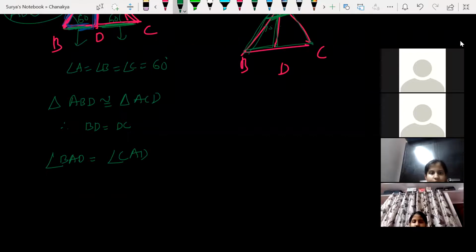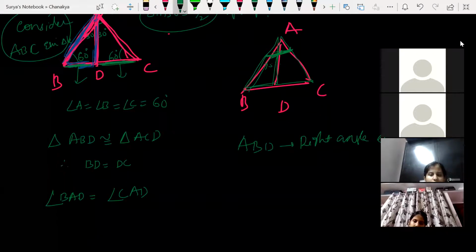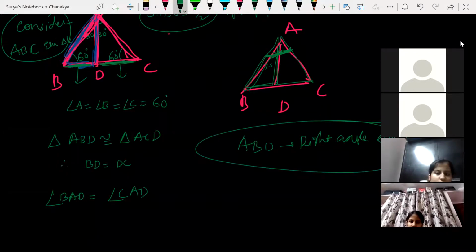What can you observe from the triangle? What can you observe now? Now can I say ABD is my right angle triangle? Isn't it? Right angle triangle ABD. Yes or no? Yes, sir. Now, it is a right angle triangle at what? At D. 90 degrees. Clear? This is my 90 degrees here.